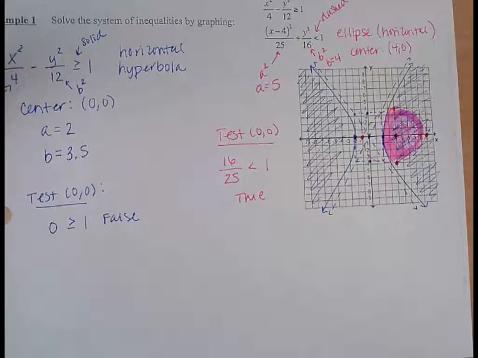Or draw an arrow and say this is where my solution for the entire system is. So any ordered pair in that region would be a solution to the system. Questions at all on example 1?